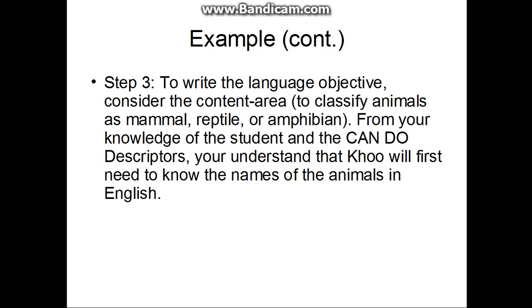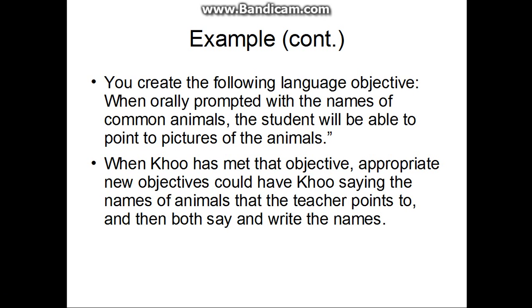So now your third step will be to write the language objective, taking into consideration the content area objective, which, as you recall, is to classify animals as mammal, reptile, or amphibian. And from your knowledge of the student, Ku, and the can-do descriptors, you understand that Ku will first need to know the names of the animals in English. So, given all that, you create the following language objective.